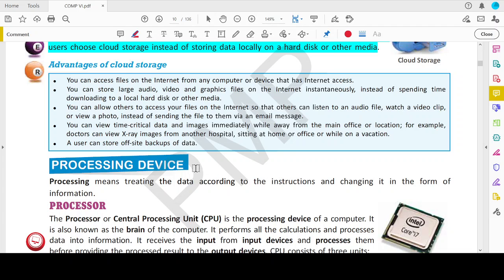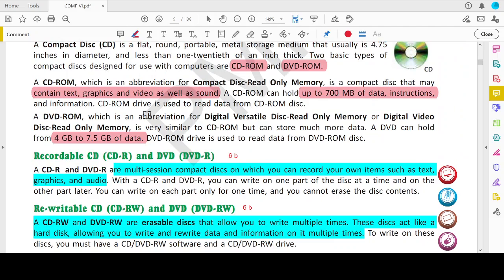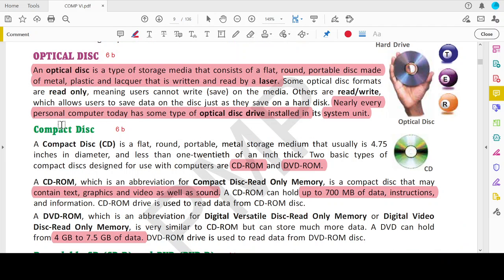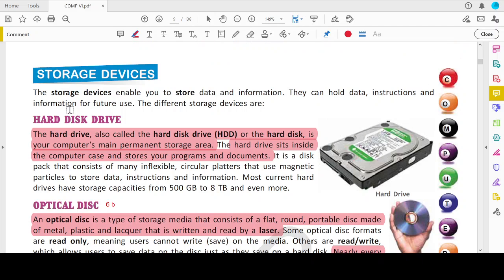Next is processing device. So what storage have we learned? We have learned about the flash drive. We have learned about the optical discs, or the CD-ROM and the DVD-ROM, the Blu-ray discs, and we have learned about the hard disks. These are the storage devices we are using on our computer system.